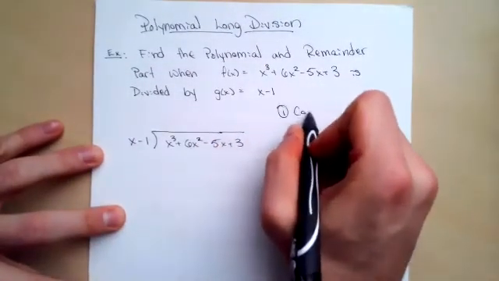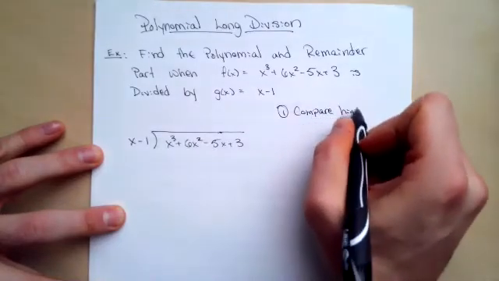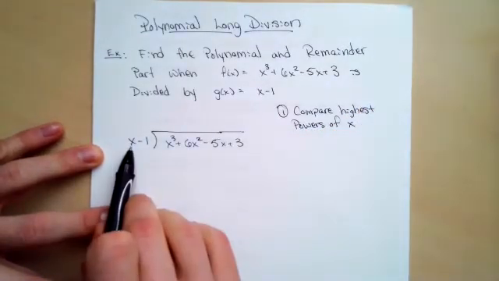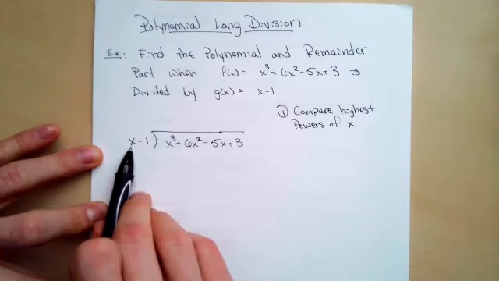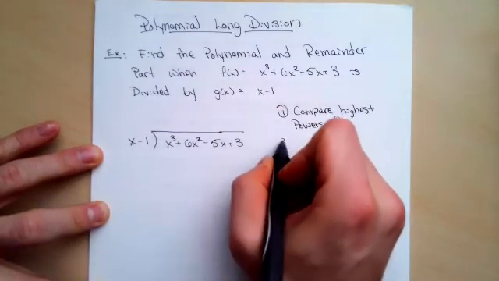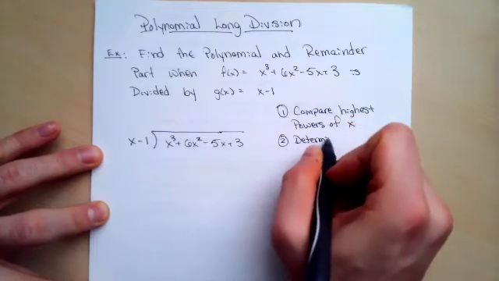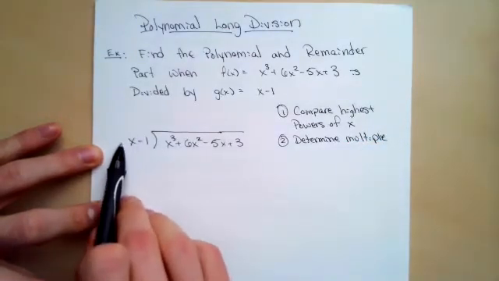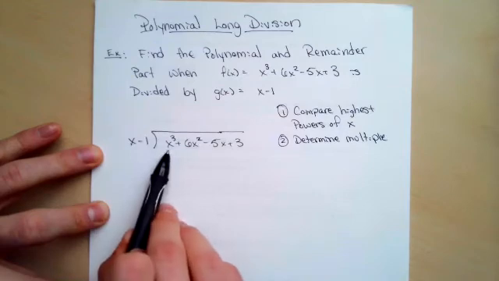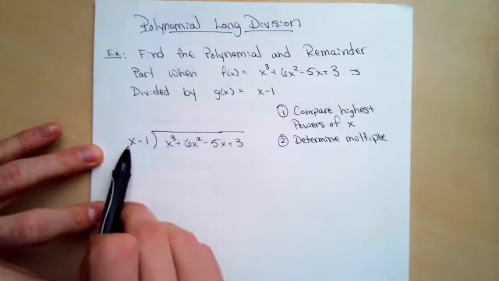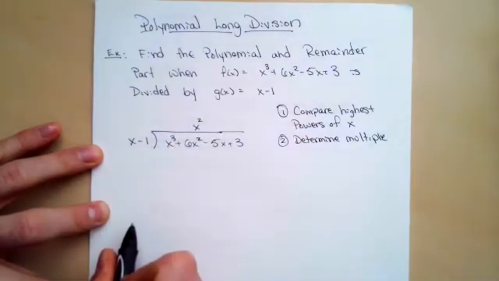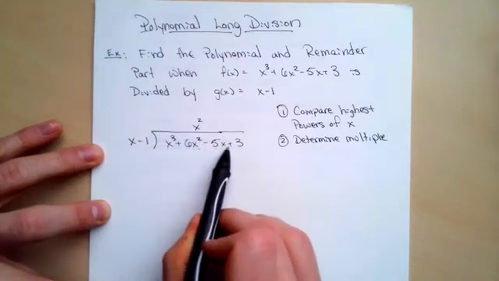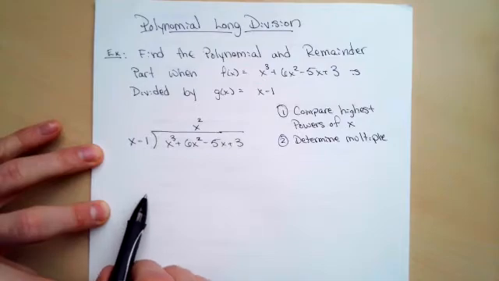We are going to compare the highest powers of x, namely, we've got an x cubed with just an x. And then we are going to determine that multiple. So in other words, what do I need to multiply this term by to get that term? And we have to consider both the powers of x and the coefficients. So in this case, it's just an x squared. I like to keep the pieces of our solution that we're arriving at in line with the same degrees as the numerator.